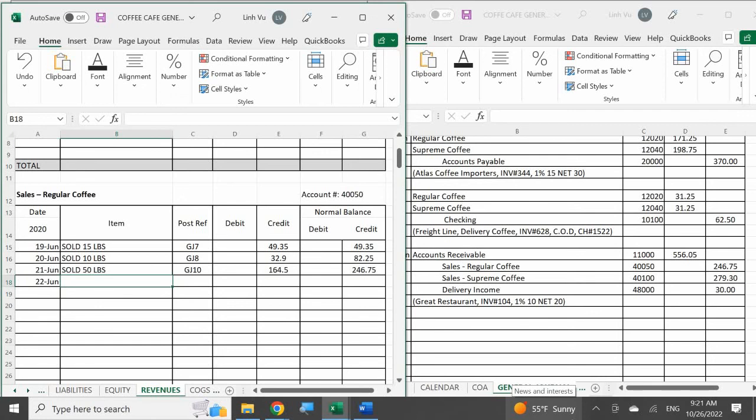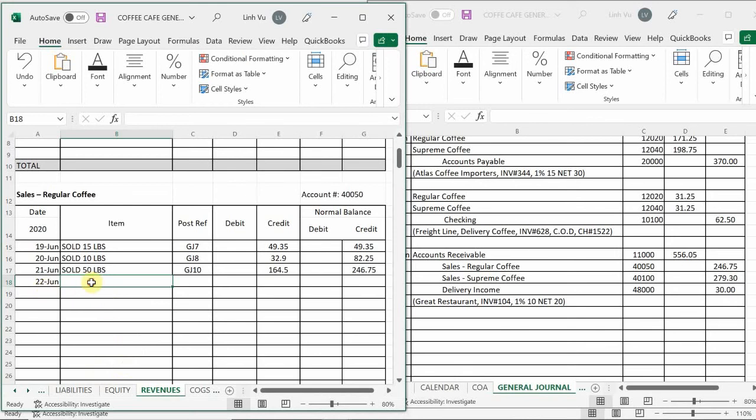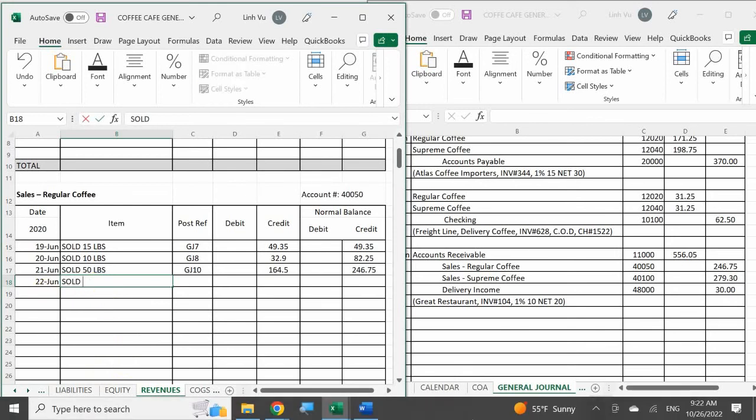How many pounds did you sell? 125, I believe. You did not sell 125 pounds. Okay, what was it? Okay, 75. You sold 75 pounds. For a total of? 240.